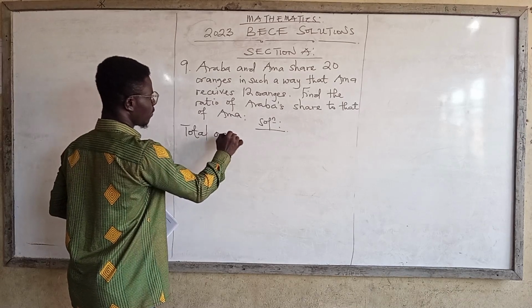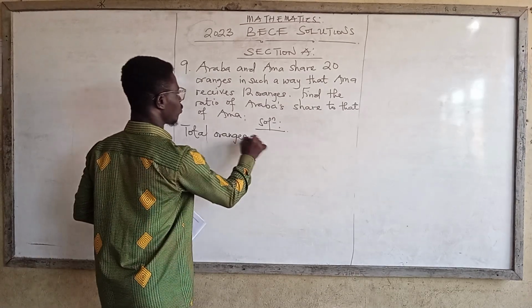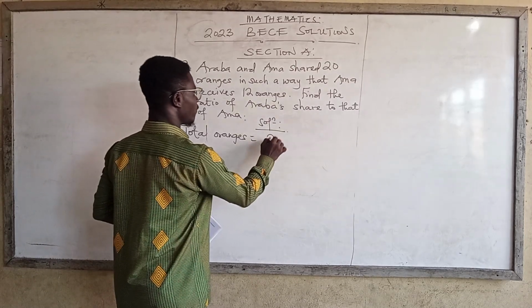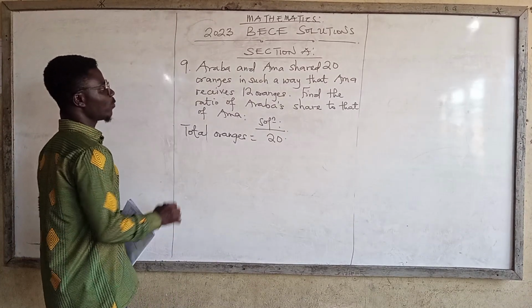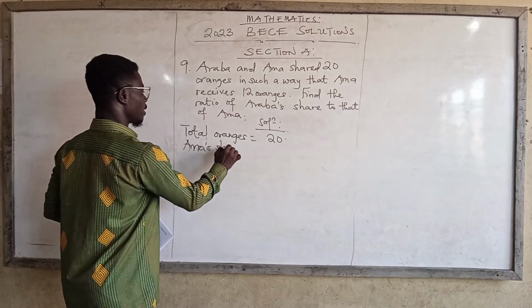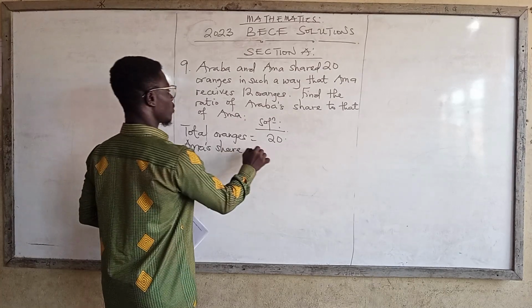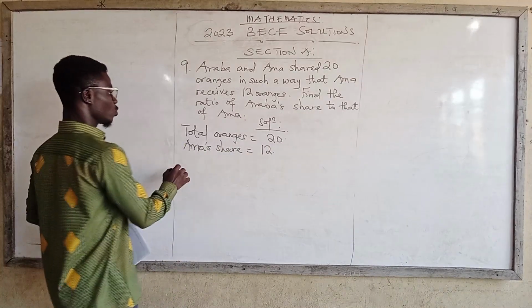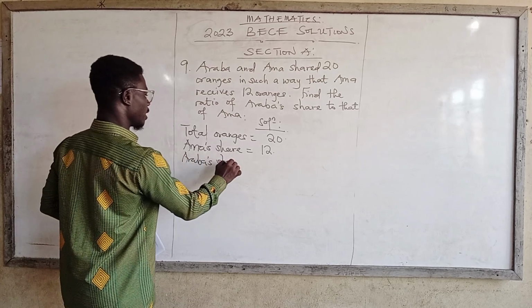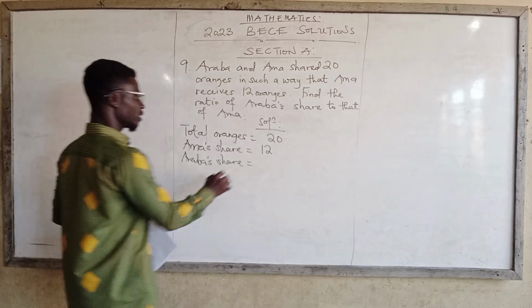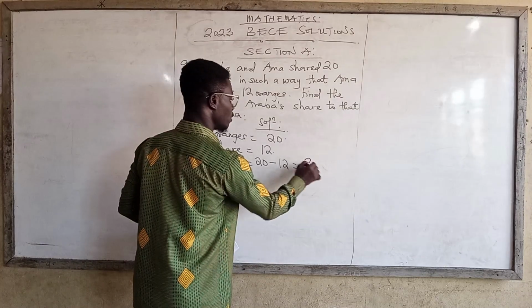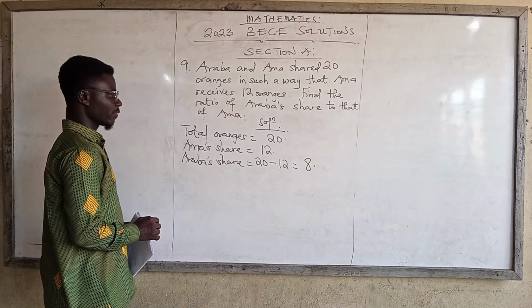So the total oranges we have is 20, in such a way that Amma's share is 12, right? So how can we calculate Araba's share? Don't forget that we have to do what? Subtraction. So we subtract 12 from 20, which gives 8 oranges, right?